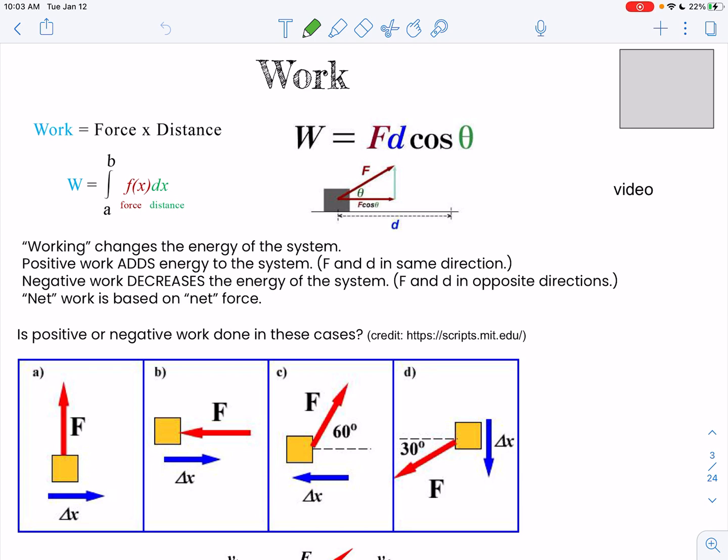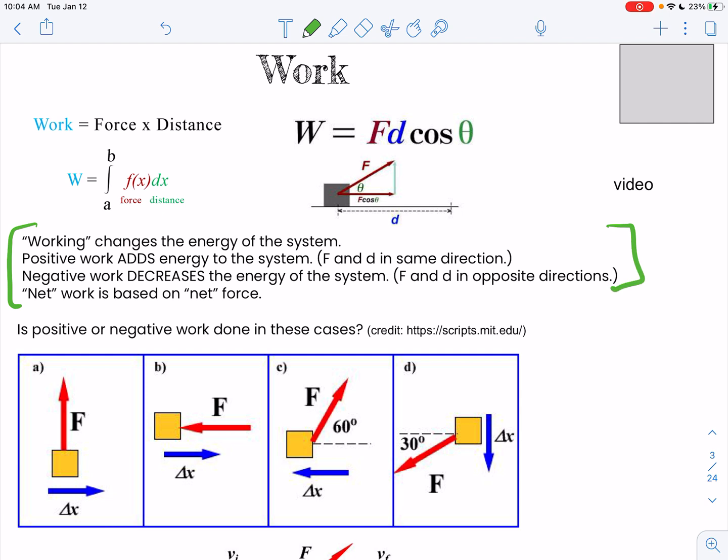Okay, so this is a little bit more about work. We talked a little bit about this last week, okay? As far as we know so far, we've been talking about work as changing the energy of the system, okay? So if I do positive work, or I add energy into the system, that would be a positive work, or I can do work to take energy out of the system, which would be a negative work, okay? Work is based on the force applied through the distance.